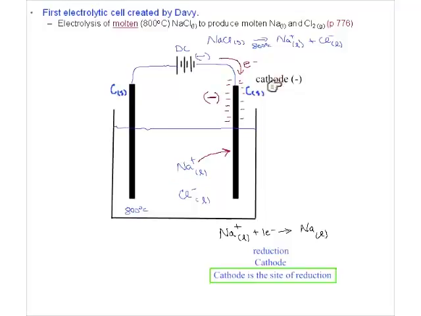But it's not the charge of the electrode that determines its identity. It's what's happening on that electrode. In this case, we're seeing reduction on that carbon. Therefore, it makes it the cathode. And because of what's happening here, the cathode in this case is going to be negatively charged.